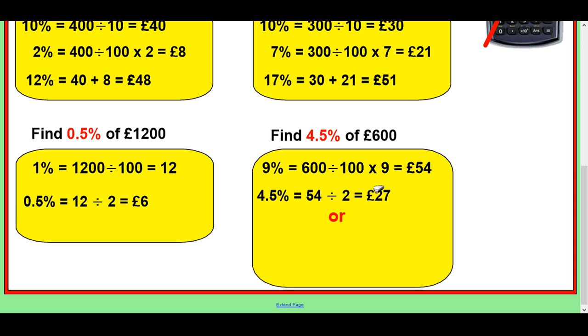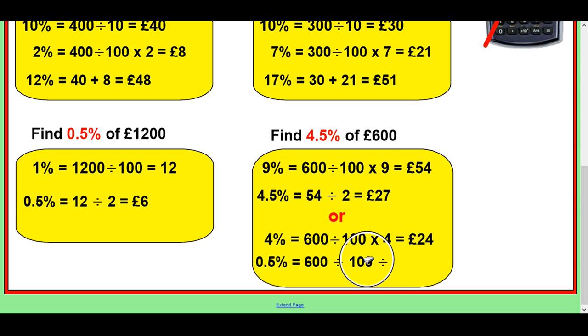Now, as I said before, there's various ways of doing this. You don't have to do my technique there. Another example would be to work out 4% first. You could do 600 divided by 100 times by 4. That's going to give you 24, isn't it? Because 600 divided by 100 is 6, times 4 is 24. And then you could find 0.5%. So divide it by 100 to get 1%, and then divide it by 2. That would give you 3. So if you add these two together, you get your £27. So remember, with percentages there's sometimes various ways of getting them.